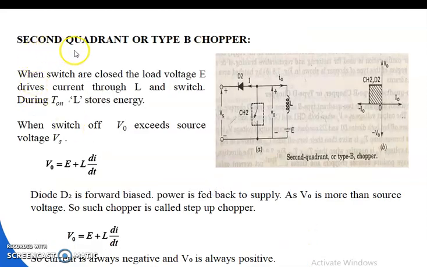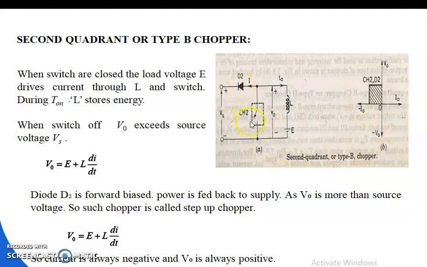Next, the second quadrant chopper, or Type B chopper. This chopper is also known as the step-up chopper. The step-up chopper means the chopper which operates in step-up mode, where the output voltage is more than the supply voltage or input voltage, known as second quadrant chopper or Type B chopper. There are 2 figures marked here: figure A shows the Type B chopper, and figure B shows the quadrant diagram of the Type B chopper.